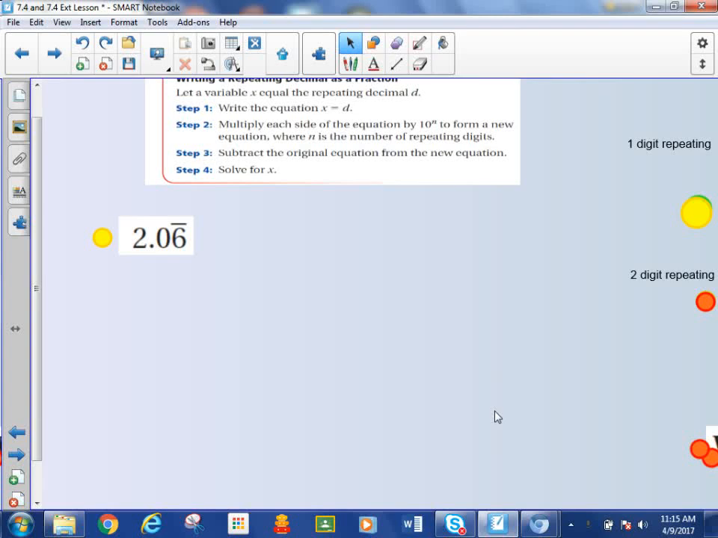This is just going to be more practice on our 1-digit repeating decimals. So remember, our first step is to write it out as x equals our repeating number. Okay, so 6 is the only number repeating there, so that's why our repeat bar is only over the 6. Step 2 is to multiply each side by 10 to the power of the number of repeating decimals, which there's only one, so we're going to take each side times 10.